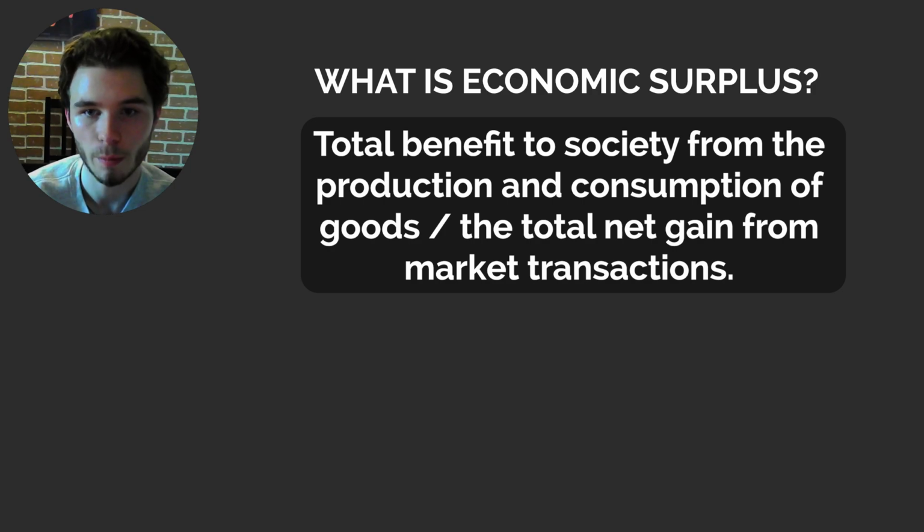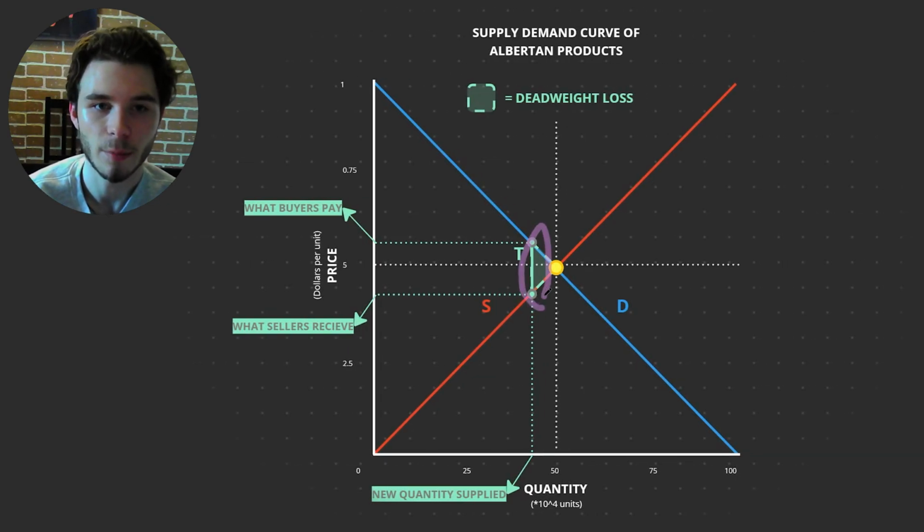For a little refresher, economic surplus is essentially the total benefit to society from the production and consumption of goods, or the total net gain from market transactions. Now, the driver of deadweight loss is government-imposed taxes, like the 5% GST that we pay on every single transaction.